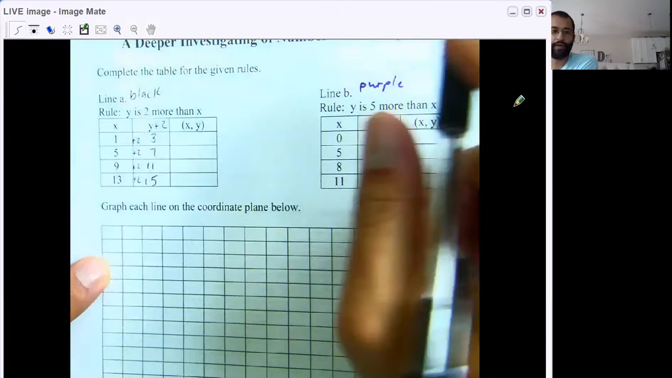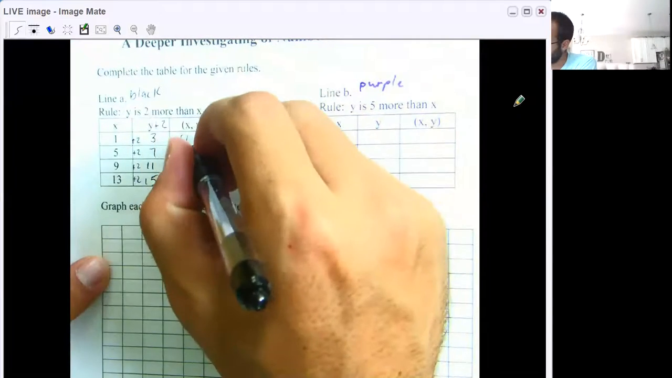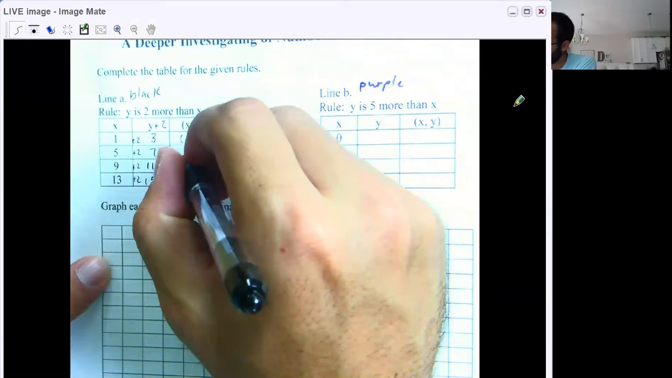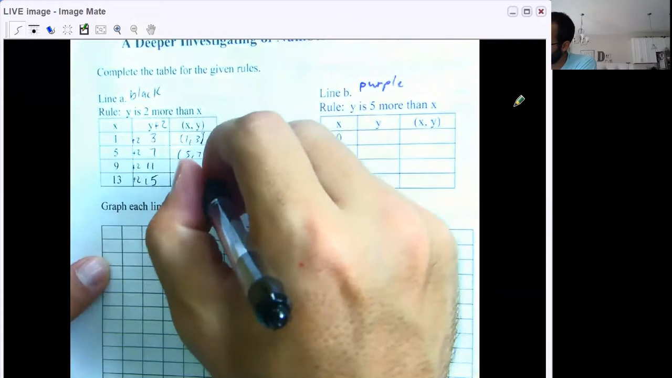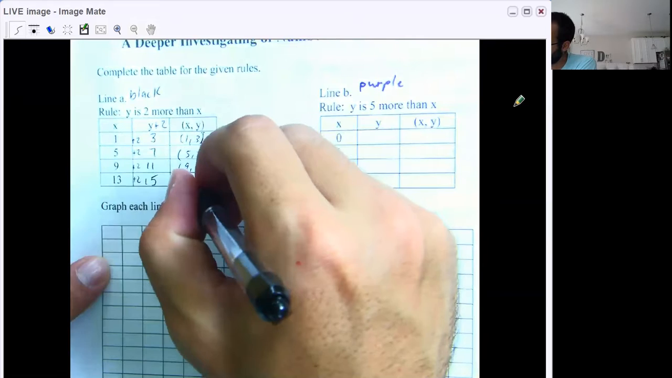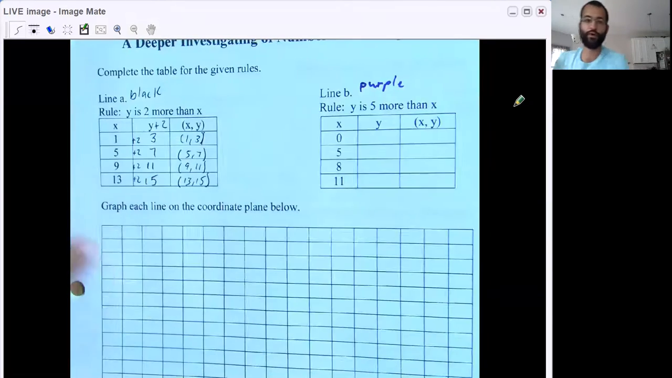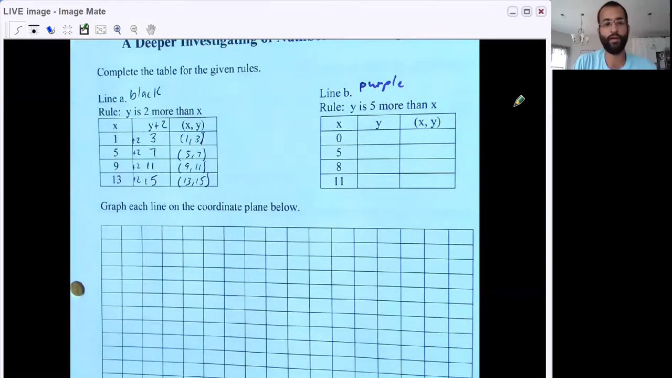So then my coordinate pairs, taking my x first, would be 1, 3, 5, 7, 9, 11, and 13, 15. Hopefully that's not anything new, guys. X is going to be my first number, and y is my second number.